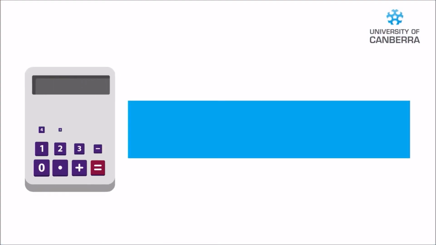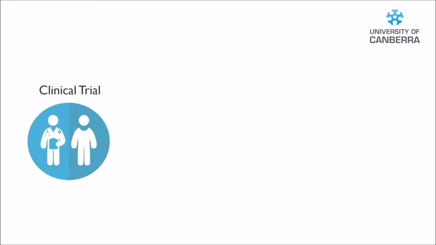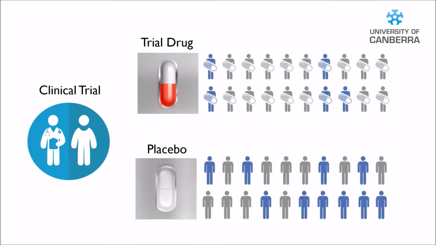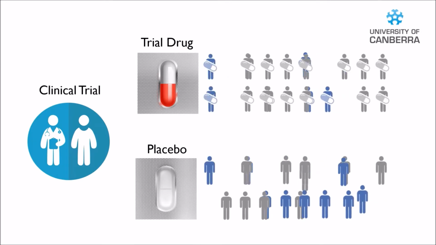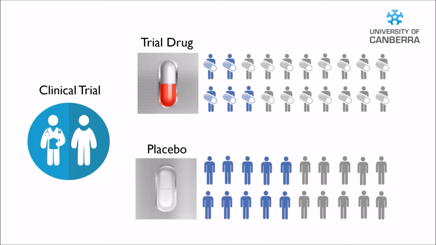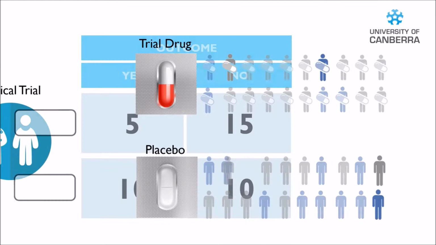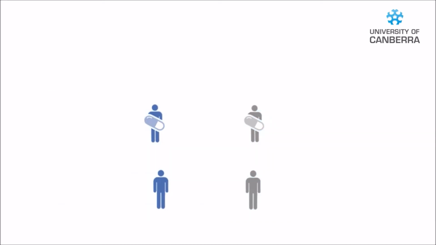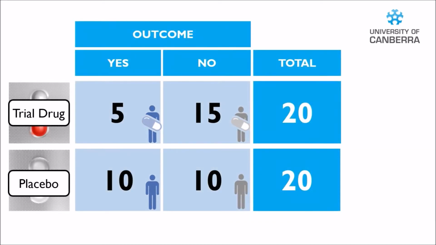So how do we calculate the number needed to treat? Let's imagine we run a trial and some people take the trial drug and others take a placebo drug. The character icons that are blue represent those that developed the outcome of interest, and the character icons that are grey represent those who did not. Counting the character icons, we can see that 5 of the people taking the trial drug developed the outcome and 15 did not. In those who took the placebo drug, we can see that 10 people developed the outcome and 10 did not. The total people in each group was 20.